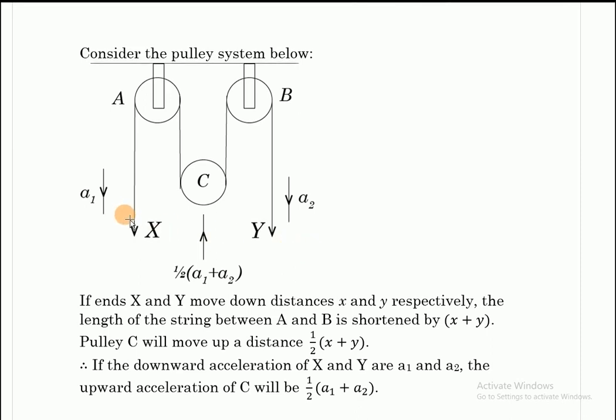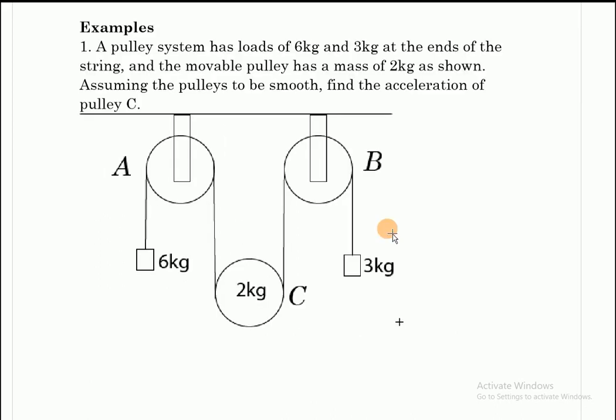Because if this one moves a distance x downwards and this one moves a distance y downwards, this one here will move a distance which is the average of the other two upwards. So we are getting the accelerations from the displacements that can be created by moving these points downwards. We can get an example to illustrate this, to apply this concept here. This example is going to apply the concept we have just talked about.